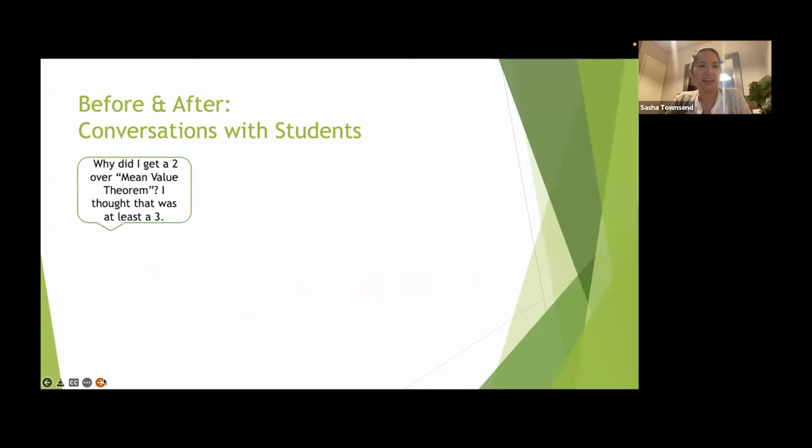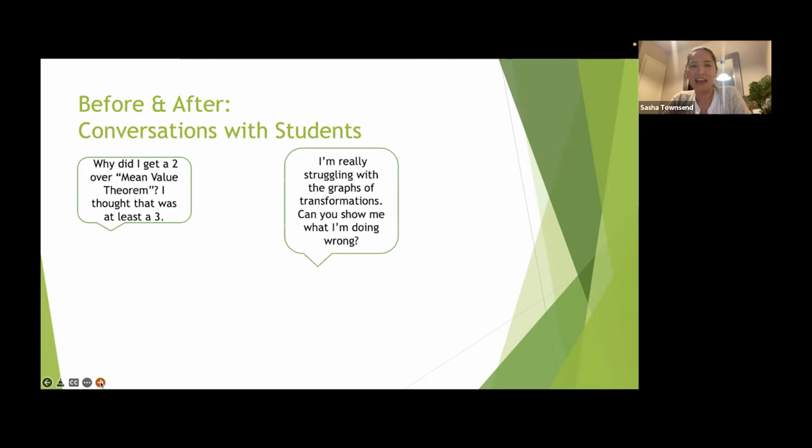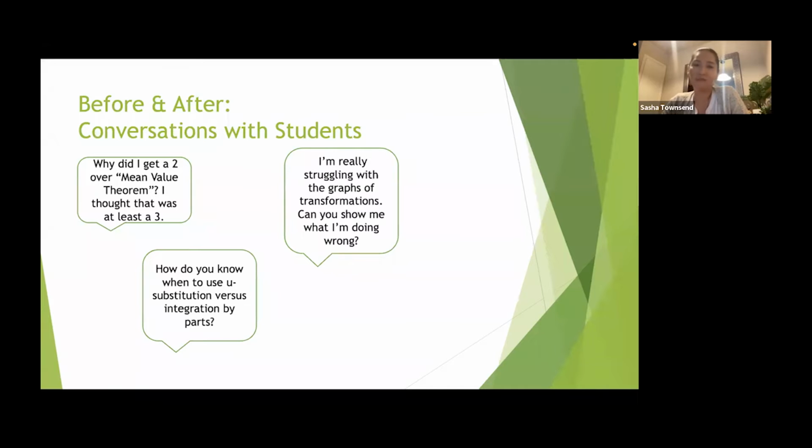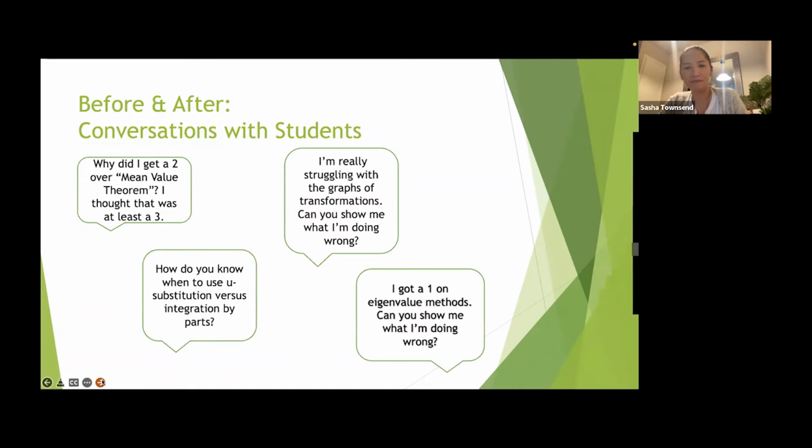And then after, the students are like, why did I get a 2 on the mean value theorem? Why is that a C and not a B? And so we'll have these discussions about what the difference between a C and a B is with regard to the mean value theorem. And I'm struggling with graphs of transformations. I have got a specific grade for graphs of transformations. Can you tell me what I'm doing wrong? They got a 1.5 on that. Or how do you know when to use U substitution versus integration by parts? I'm not doing very well on my integration by parts standard because I'm getting them mixed up. Or in a Diff-E, I got a 1 on eigenvalue methods. What am I doing wrong?